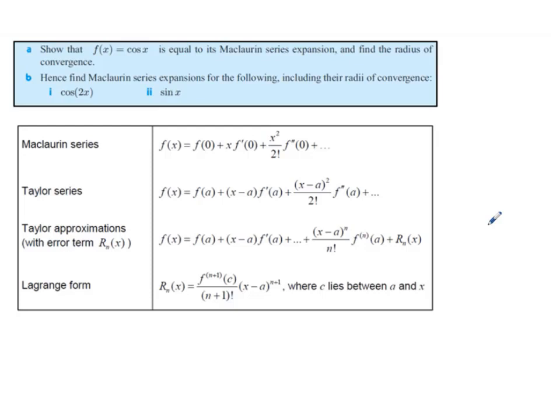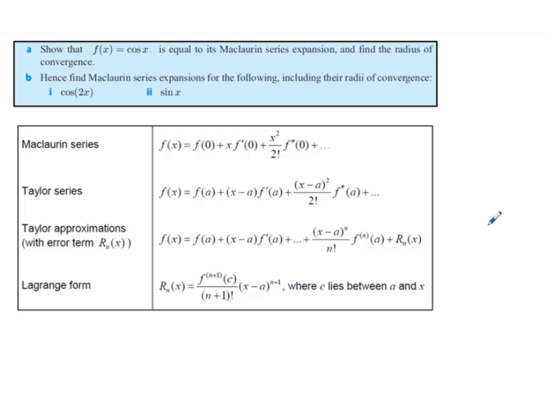So to show that something is equal to its Maclaurin series expansion, remember that a Maclaurin series expansion is going to be a series of ascending powers of x. So you've got a constant plus something times x plus something times x squared over 2 factorial plus something times x cubed over 3 factorial, and so on, all the way up to your nth term, which would be something times x to the n over n factorial.